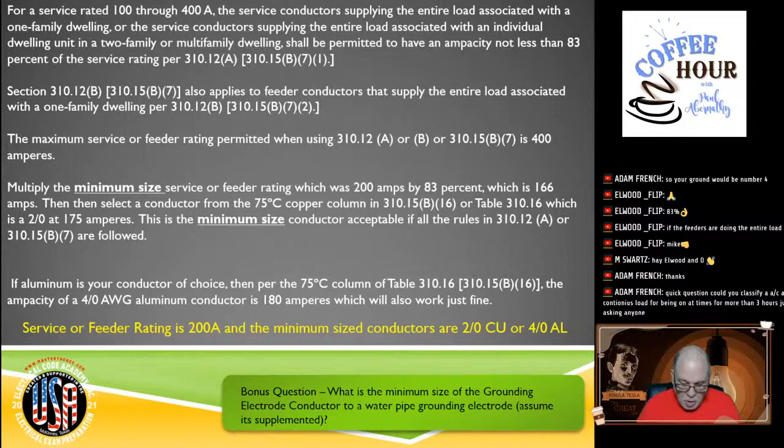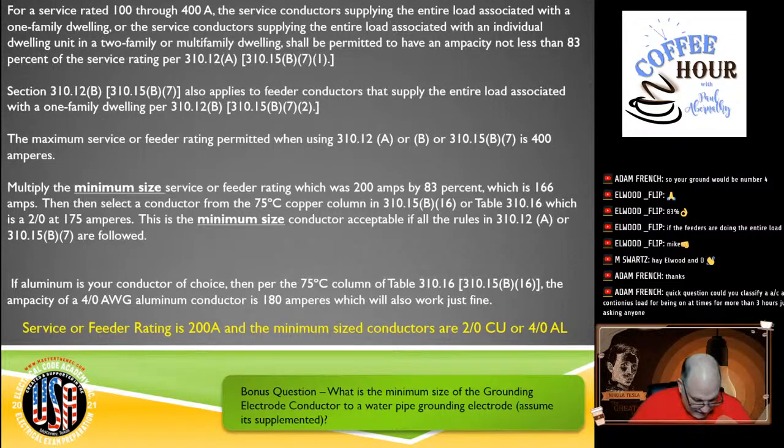One thing to remember when you're doing feeders: in the feeder application, if you look at the code, it will tell you which ones apply. If you're doing a feeder application, then you're going to apply all of these rules. The whole thing, 310.12(A) through (D), is going to apply.